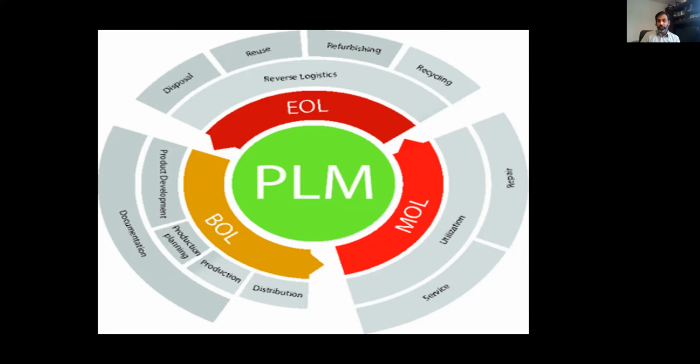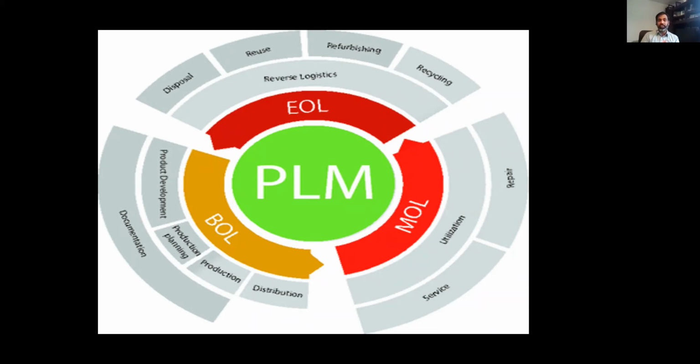Then you have the mid of life, which is utilization, servicing, maintenance, as I talked about. So you have to have those considerations. Again, you don't want to wait for those things to start happening. Once you get to that stage, you need to plan for those and build for those when you are designing the product in the beginning of life. So that's why you have got this circle, because all of these things are interrelated.